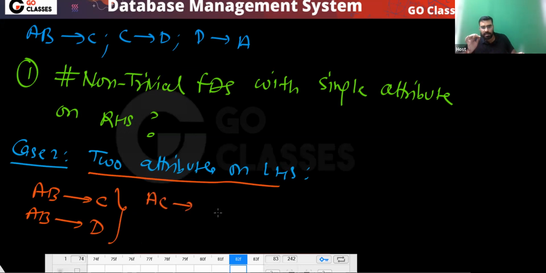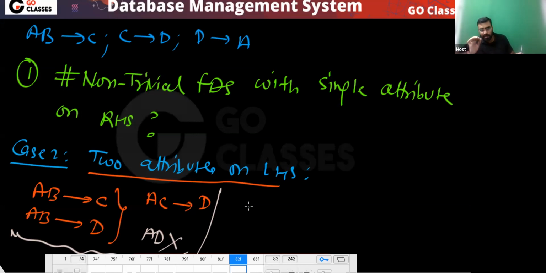What about AC? If you find the AC closure, then you will find that AC closure will give you D. So AC is done. What about AD? AD closure is not going to give you anything. So AD is done. You don't have to worry about it. So 3 we got because of A. If you put A on the LHS, then we got 3.